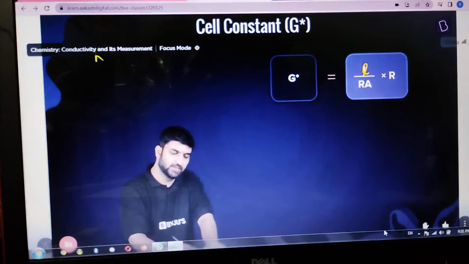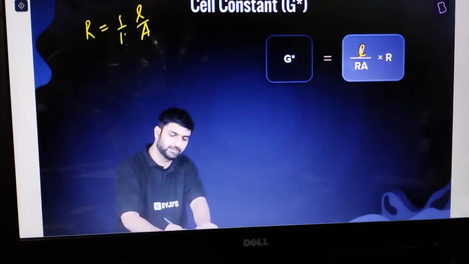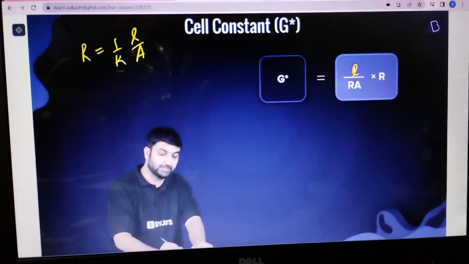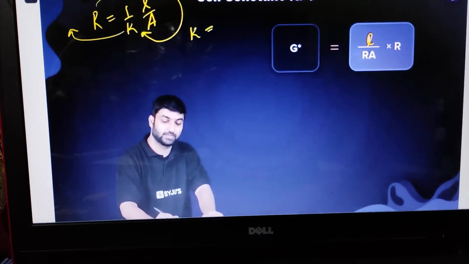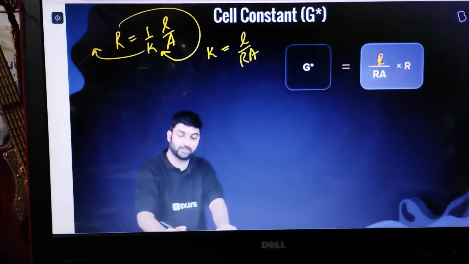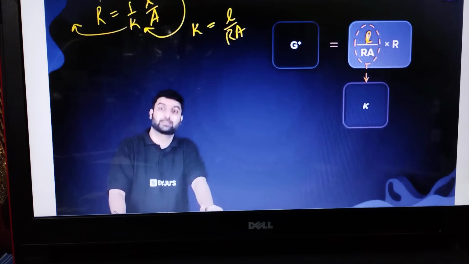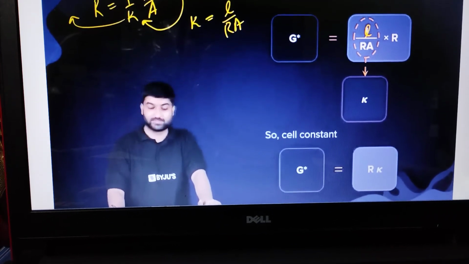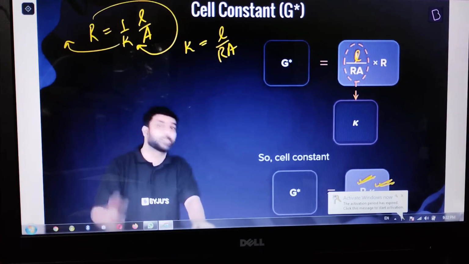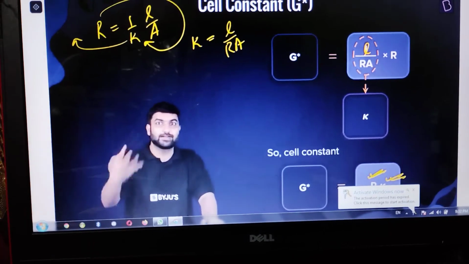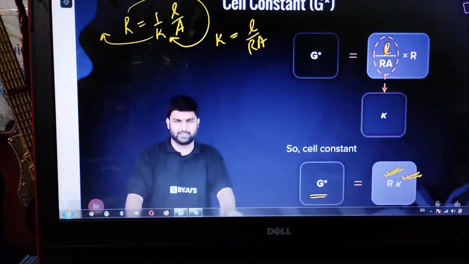Let's revisit. This was equal to something like this, and I can also call it something like this. Now, if I take this to this side, I have K, or kappa, equal to L divided by RA. Get it? So I'm trying to replace this entity with K, and that is what I just did. So a cell constant essentially turns out to be its resistance multiplied by the conductivity.